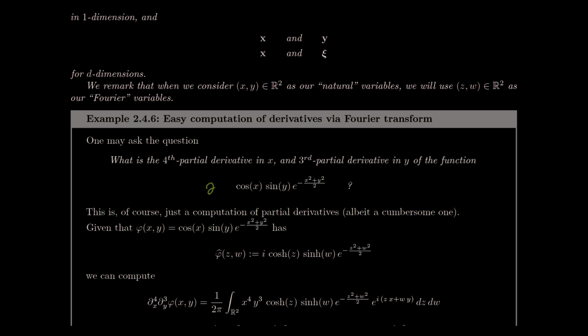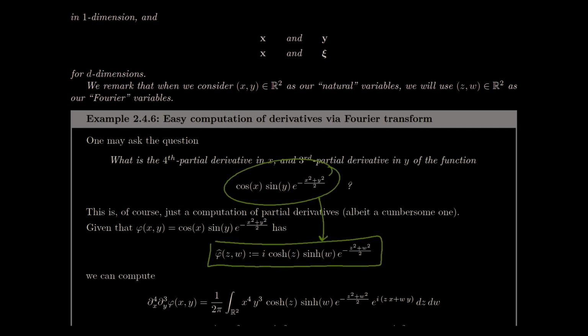That would be something like partial x to the 4th, partial y cubed. You would not want to do that by hand. It would be really annoying to do that by hand. Instead, suppose somebody gave you the Fourier transform of this function. And that Fourier transform is i cosh z sinh w, and then a Gaussian in z and w.